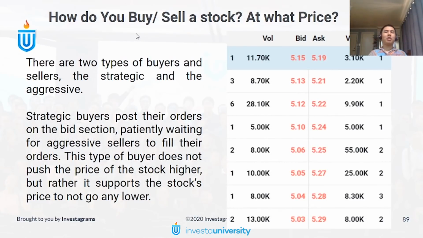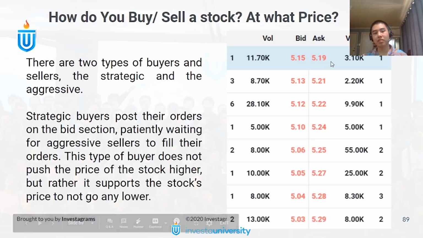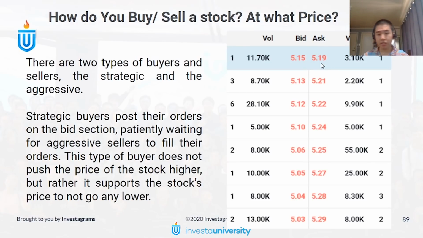Tapos, meron din dyan yung mga strategic naman. Yung mga strategic buyers, ito yung mga patient, di ba? Mga gusto mag-bid, gusto pumila, gusto mag-antay. Let's say, for example, you think that the price right now is 5.19, di ba? But you think the price will still go down to 5.10. Pwede mo gawin, pwede ka pumila dito.